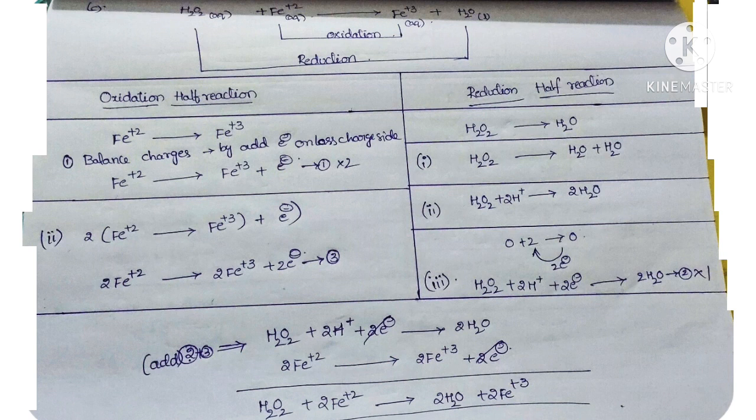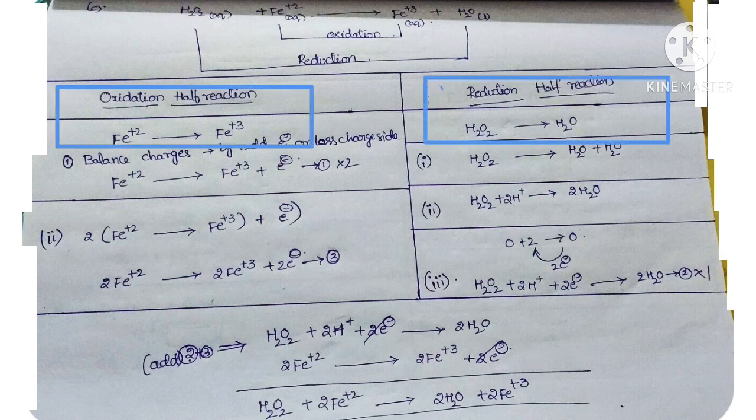The H2O2 is in aqueous form, Fe plus 2 is aqueous and Fe plus 3 is also in aqueous form, but H2O is in liquid form. In the first step, we separate which is the oxidation reaction and which is the reduction reaction. So Fe plus 2 to Fe plus 3 and H2O2 to H2O. H2O2 to H2O is a reduction reaction, that means loss of oxygen atoms. And Fe plus 2 is an oxidation reaction, so it is a removal of electrons. So Fe plus 2 to Fe plus 3 is oxidation, and H2O2 to H2O is reduction.